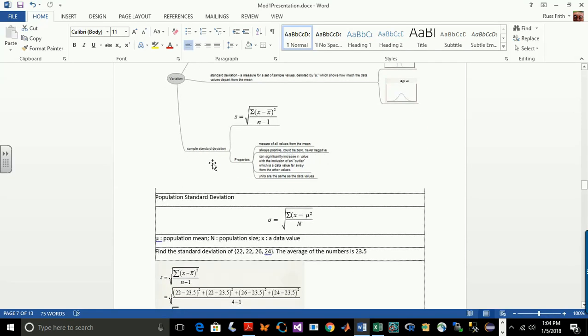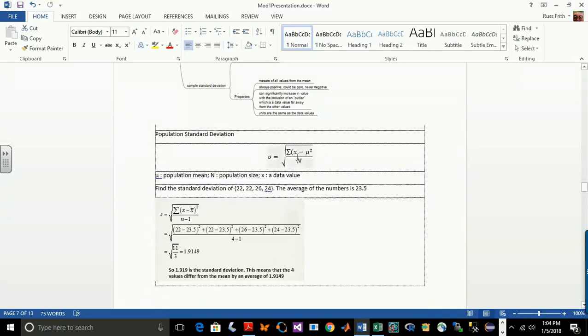So, properties of the sample standard deviation. It is a measure of the spread of all values from the mean, always positive, could be 0, but it's never negative. It can significantly increase in value with the inclusion of an outlier, which is a data value far away from other values. The units of standard deviation are the same as the data values.